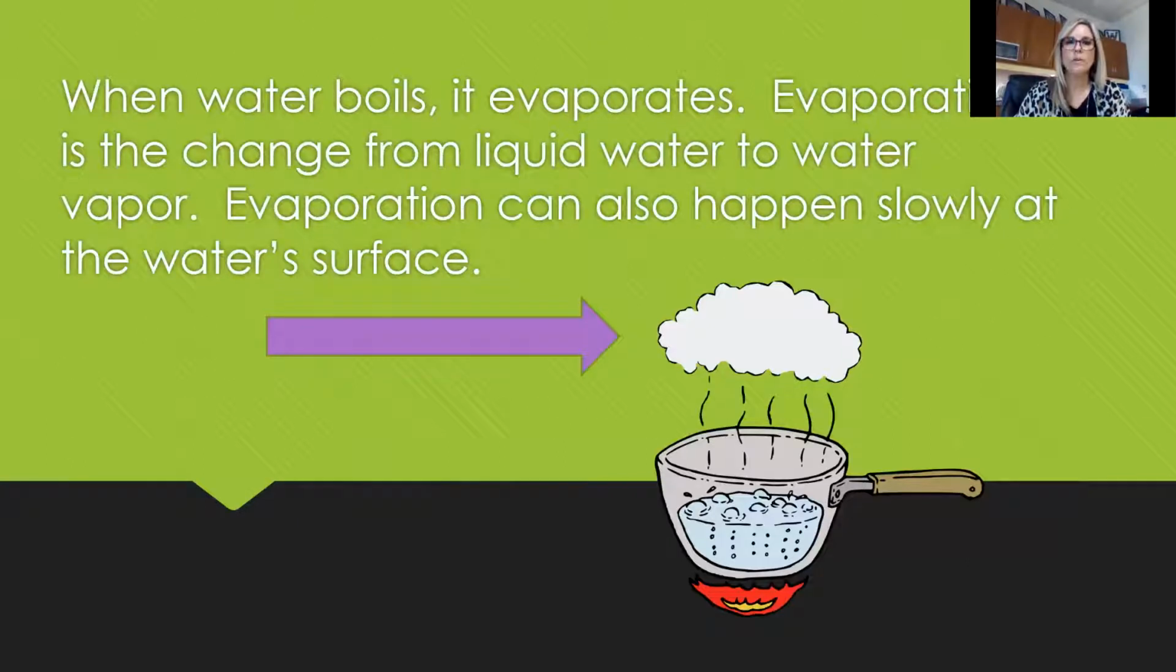When water boils, it evaporates. Evaporation is the change from liquid water to water vapor. Evaporation can also happen slowly at a water's surface. So here's exactly what I was just talking about. We have this pot of water boiling on the stove. We can see the steam, the steam that comes up from the boiling water. But once it comes into the air and we can't see it anymore, that is evaporation. That is where it goes into water vapor.